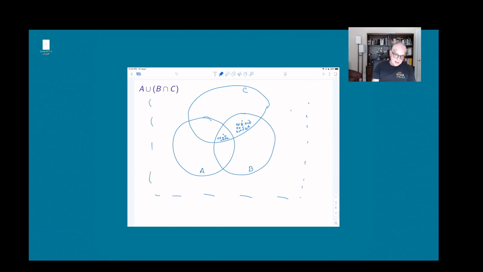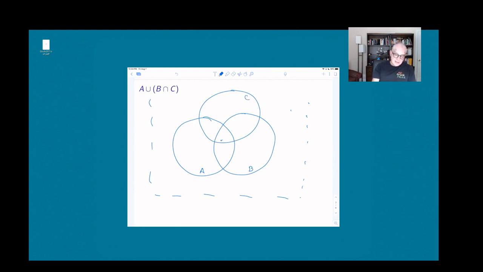If you are in one of these circles, then you're in the corresponding part of A, B, or C. Just drawing this picture makes a lot of assumptions about how these things work, but let's not worry about that too much. Let's see if we can draw what A union B intersect C looks like. So let's start with B intersect C.